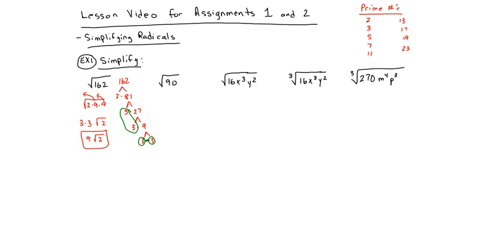All right, we're going to do the same thing with the 90. So I'm going to take this 90 on the side. I go 2 times 45. I can't divide 45 by 2, so the next prime number is 3.